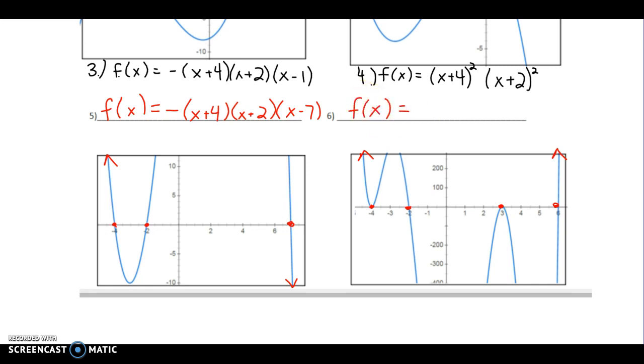How do we get it to bounce on -4? Right. So x plus 4 squared gets that bounce. And we cross through -2, so x plus 2. Bounce at 3. X minus 3. And then cross through 6. Number 3.